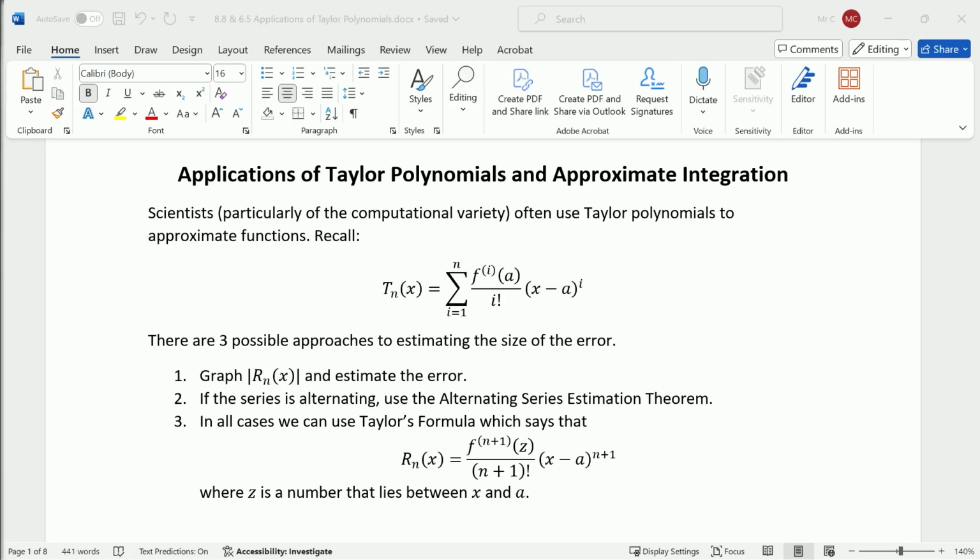Hello everybody, and welcome to our video on applications of Taylor polynomials and approximate integration. So scientists, particularly of the computational variety, often use Taylor polynomials to approximate functions.